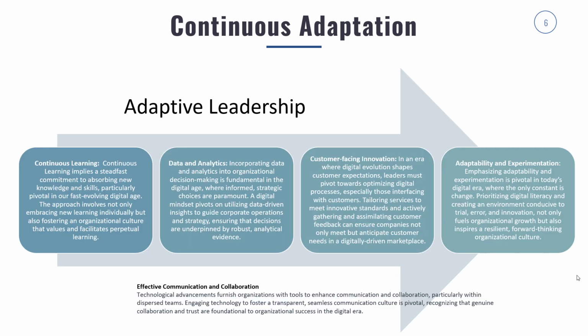Now, the next part of continuous adaptation is adaptive leadership. The article highlights how leadership is the most important area to start any change in the organization, which should focus on continuous learning, data analytics, customer-facing innovation, and adaptability and experimentation. And how effective communication and collaboration oversees all the four aspects which are highlighted here.